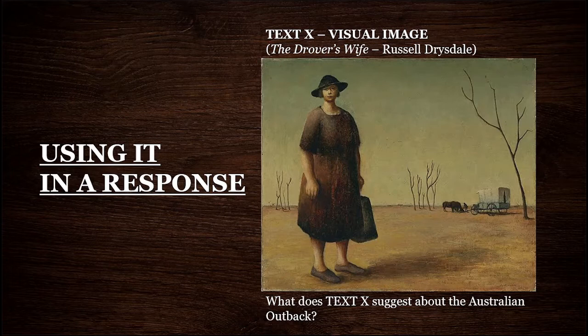Text X is a visual text or visual image. It's called The Drover's Wife by Russell Drysdale. The question at the bottom: what does text X suggest about the Australian outback? So have a think. Pause the video now and see if you can give it a go yourself.